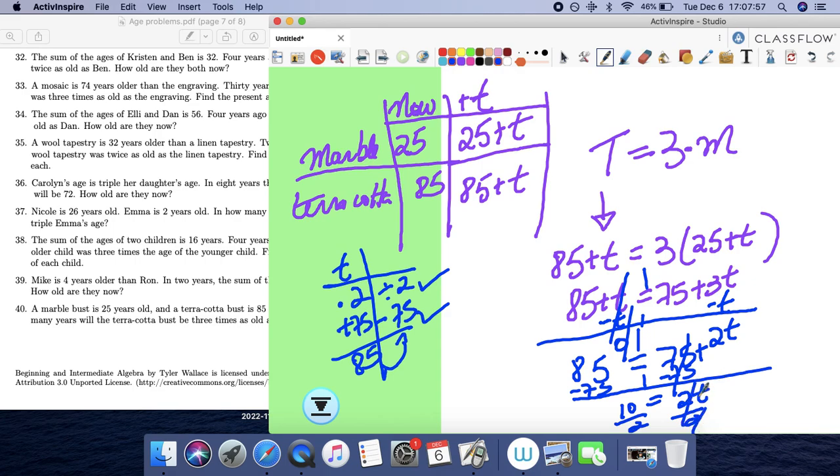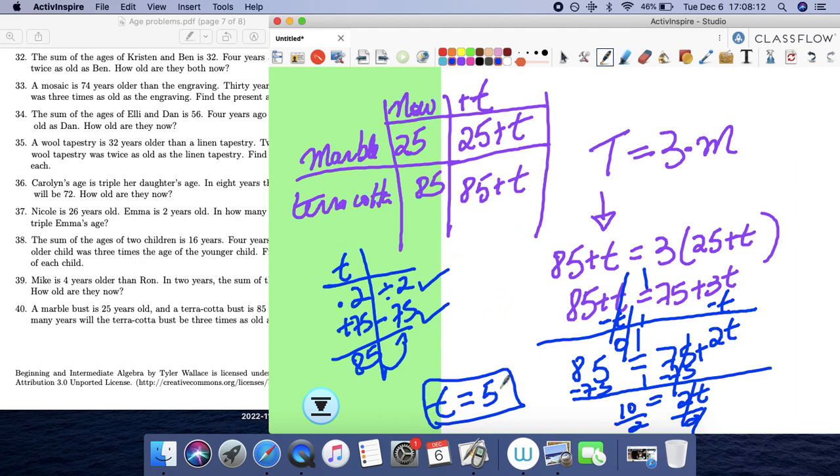2 divided by 2 is 1. 1 times T is just T, which is what I wanted. And then 10 divided by 2 is 5. So in 5 years, this is going to happen, where the terracotta bust is going to be 3 times as old as the marble one.